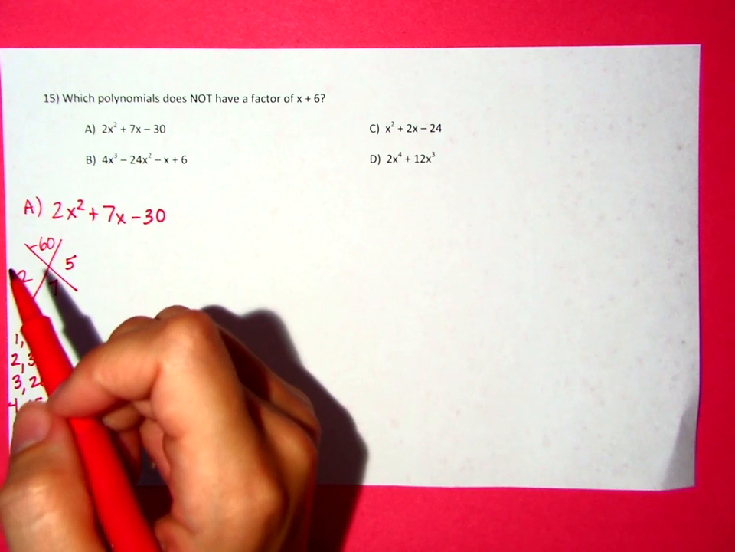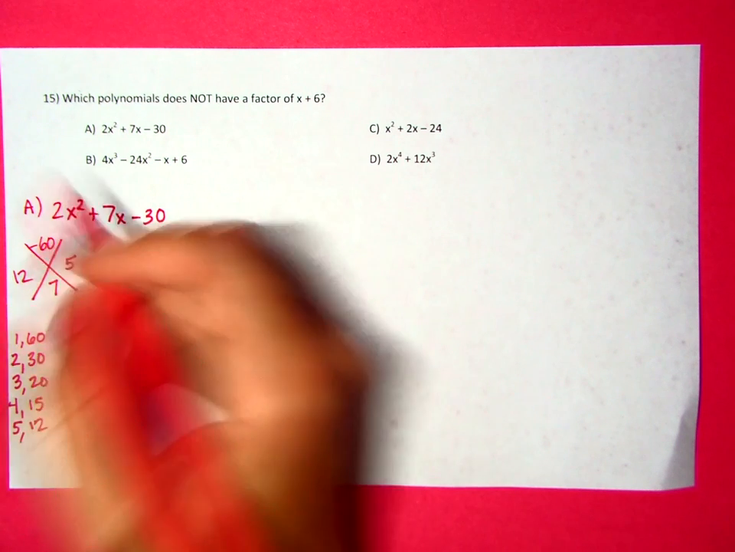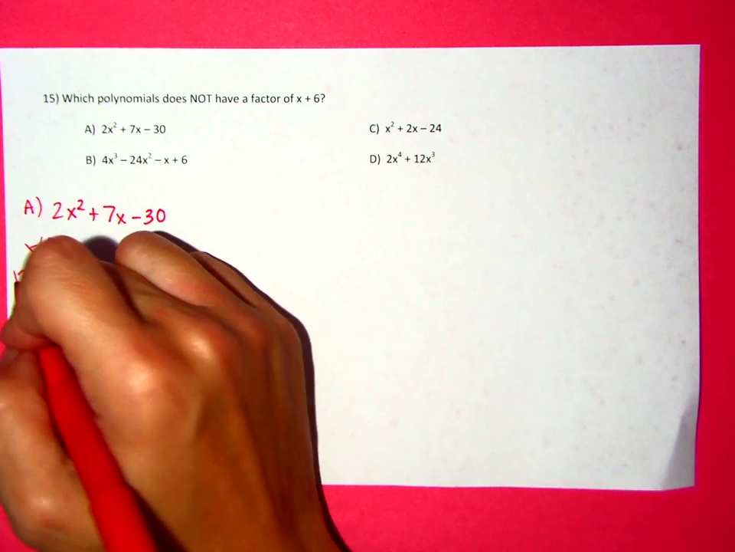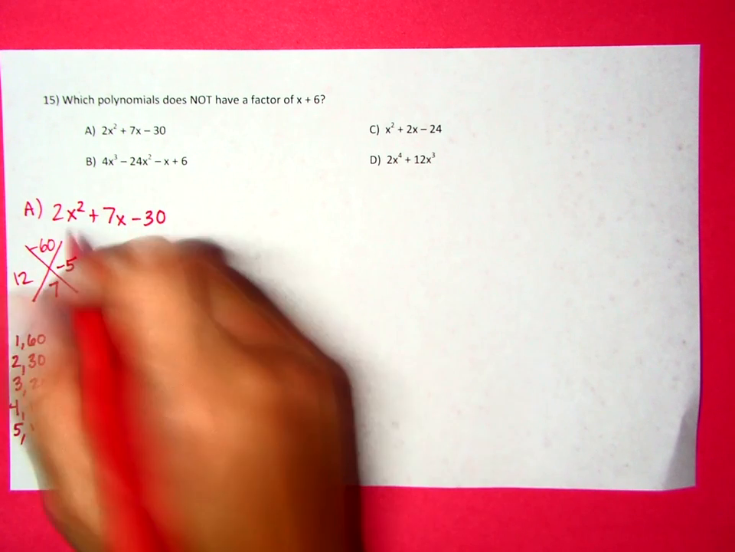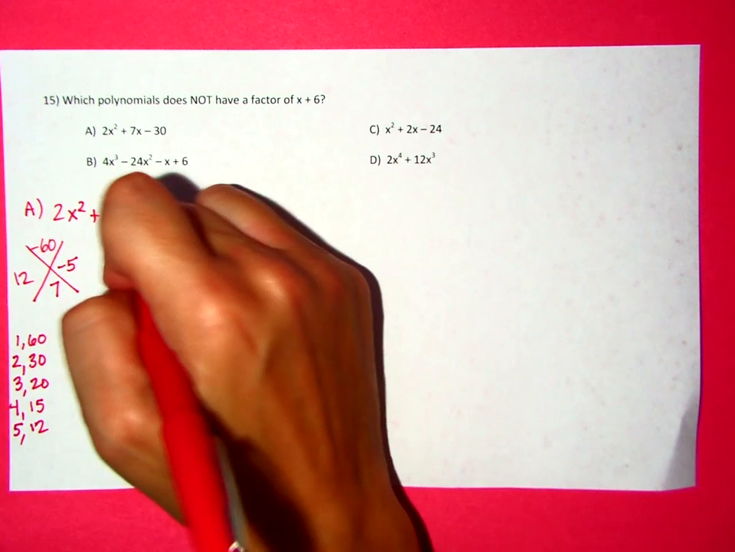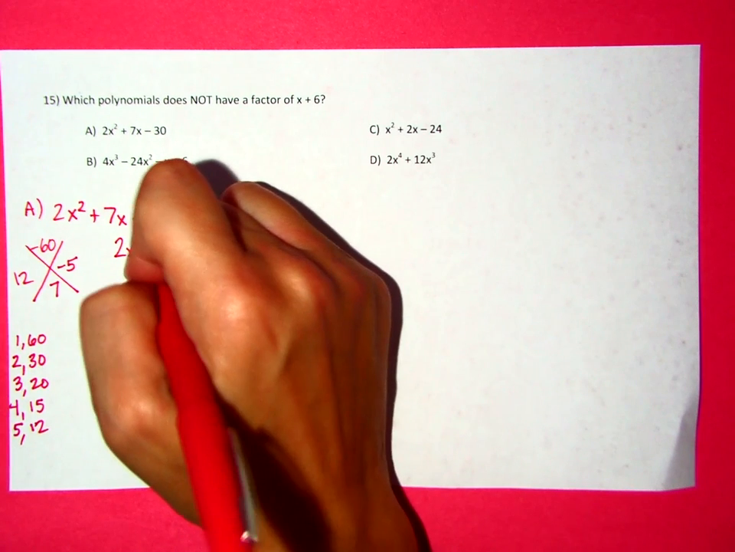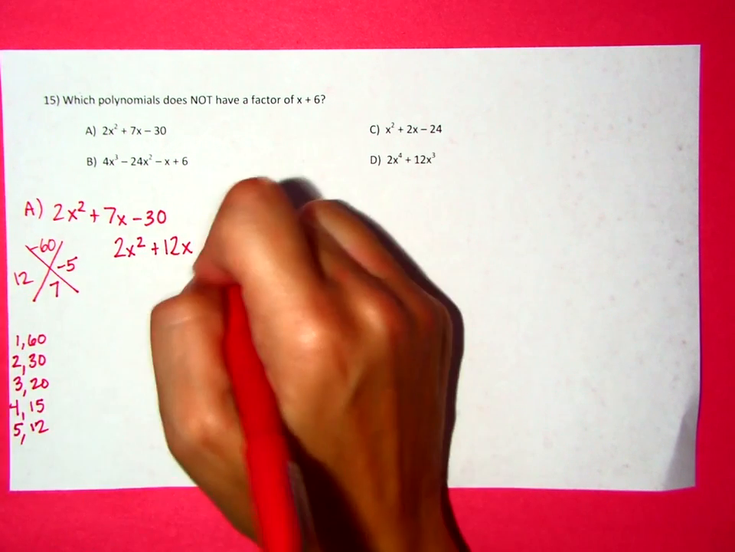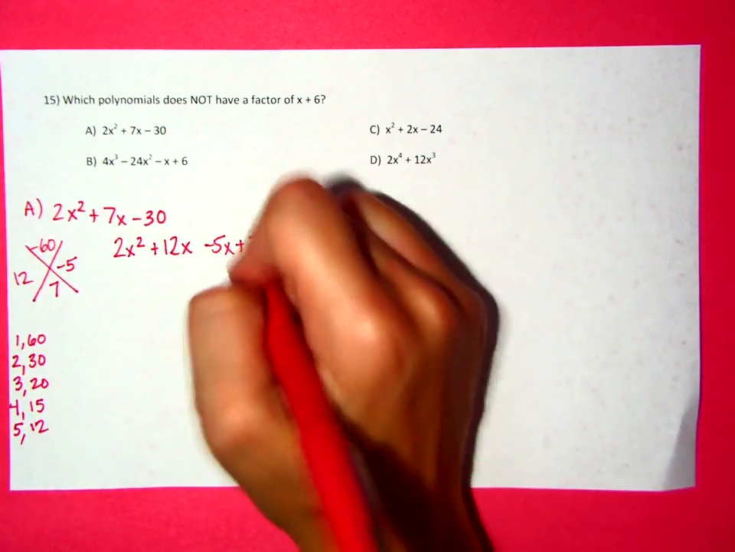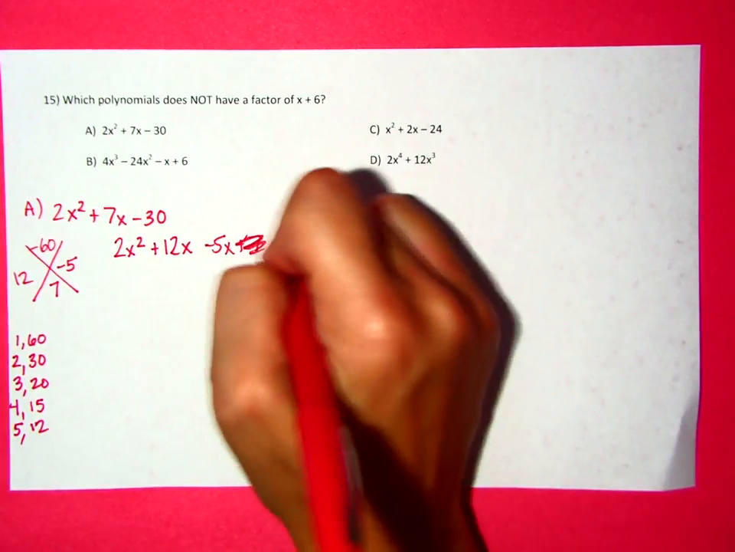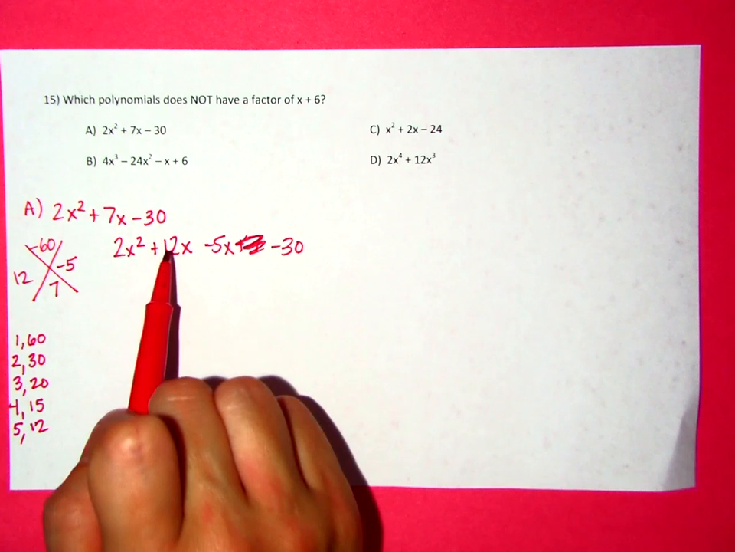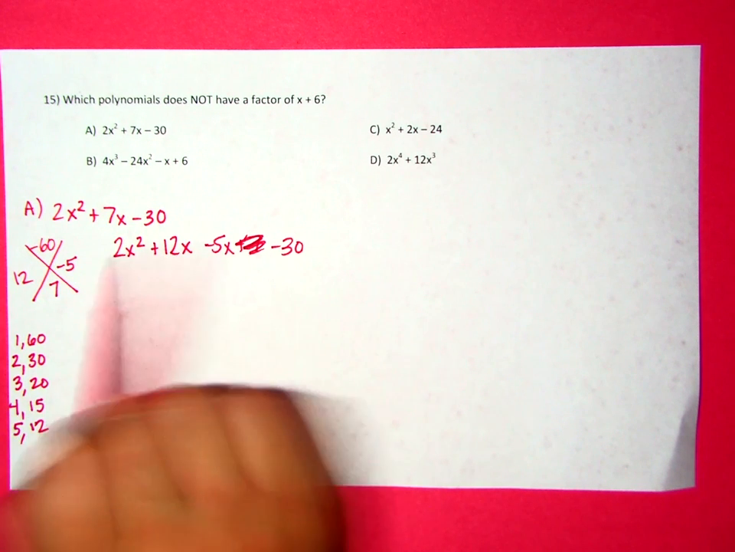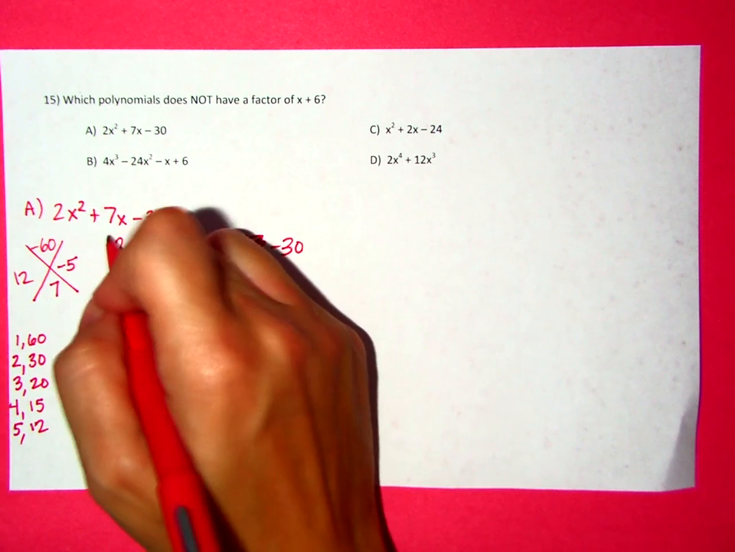So which one's going to be negative? Which one's going to be positive? Well, it's got to be a positive 7. So 12 times negative 5 is negative 60, and 12 plus negative 5 is 7. So now what we do is we take the first term, 2x squared, and then we have plus 12x, because that we got from one of the numbers. Then here we have minus 5x plus negative 30. If you look at these two, 12x minus 5x gives you that 7x, and then the two remaining pieces are right there. What we're going to do is we're going to group these.